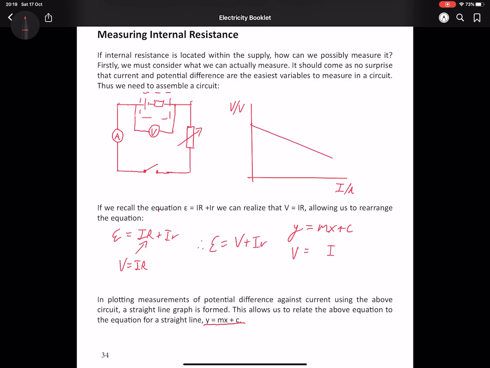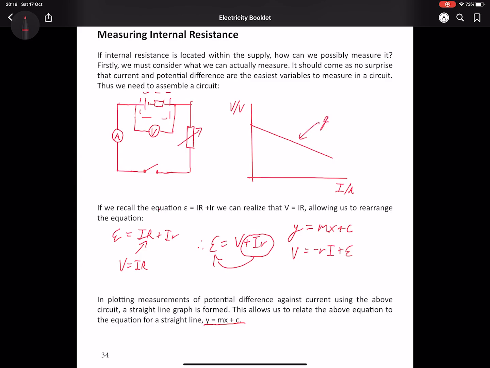We know our y-axis is potential difference, and we know our x-axis is current. So if we rearrange our equation a little bit, moving I little r over to the other side, making it a negative, we will end up with the fact that m, our gradient, is minus little r, so minus the internal resistance, and the intercept c will be EMF.